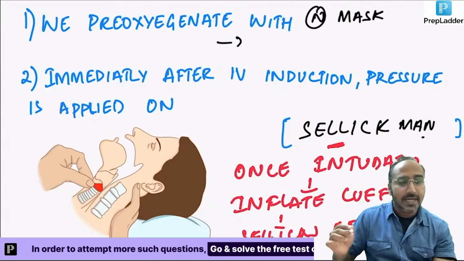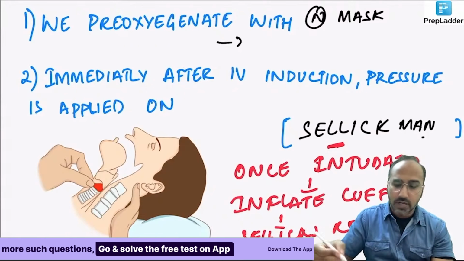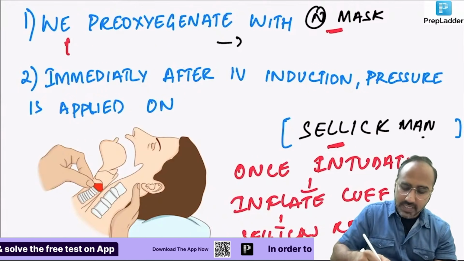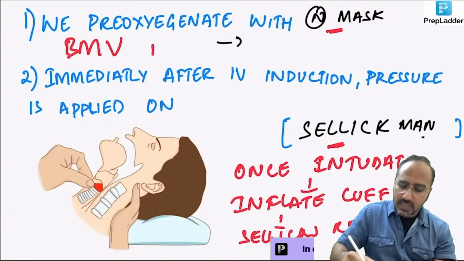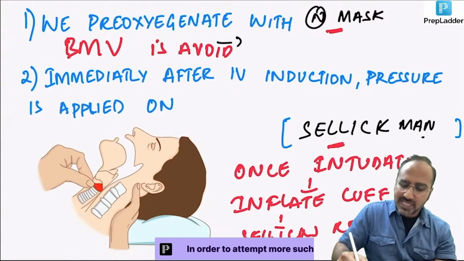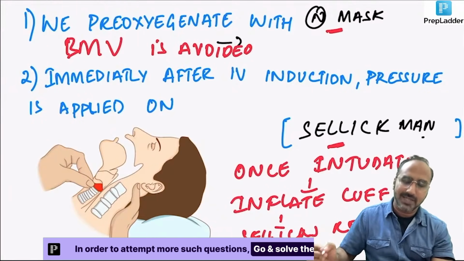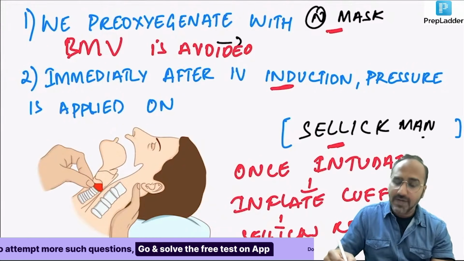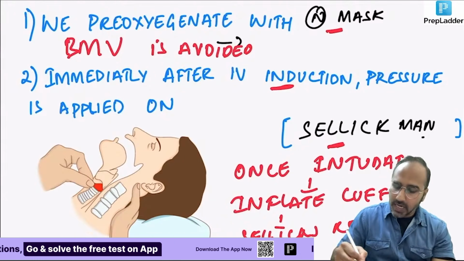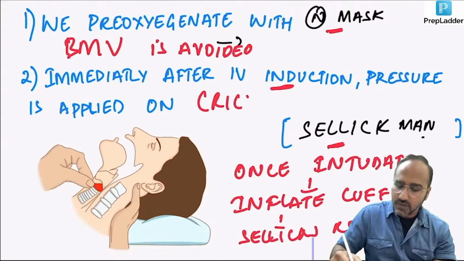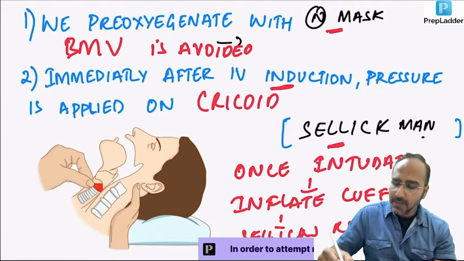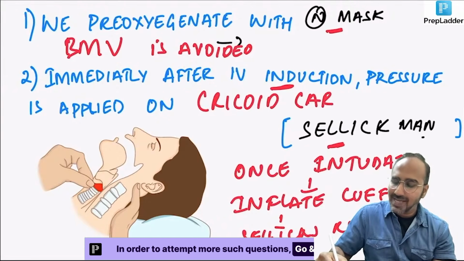Next, that technique is called RSI. In RSI, we pre-oxygenate the patient with a normal mask. What is avoided, guys? BMV is avoided. What is BMV? That is bag mask ventilation. Then immediately after IV induction, pressure is applied on the cricoid cartilage. What is that pressure called? That pressure is called Sellick's maneuver.